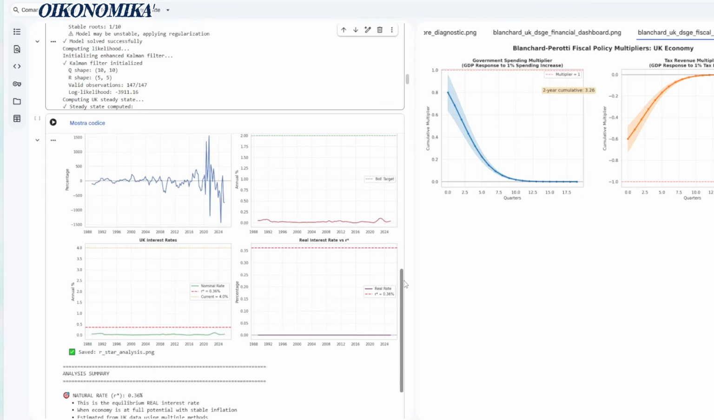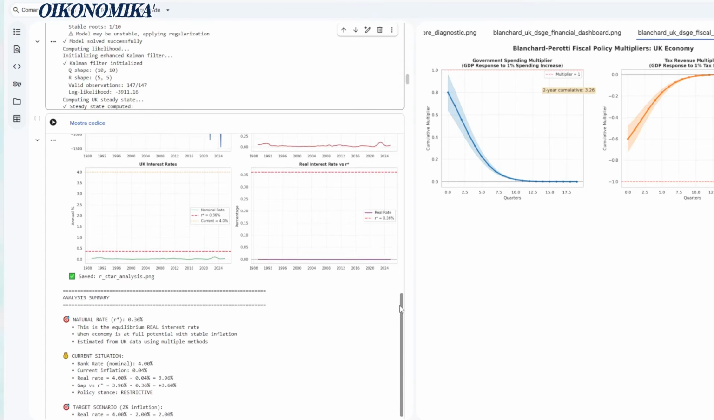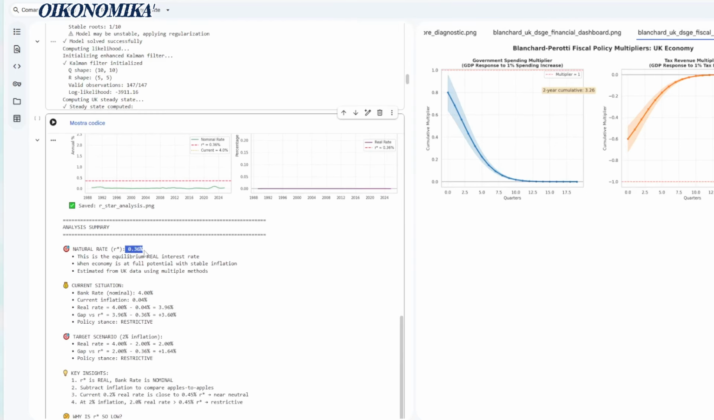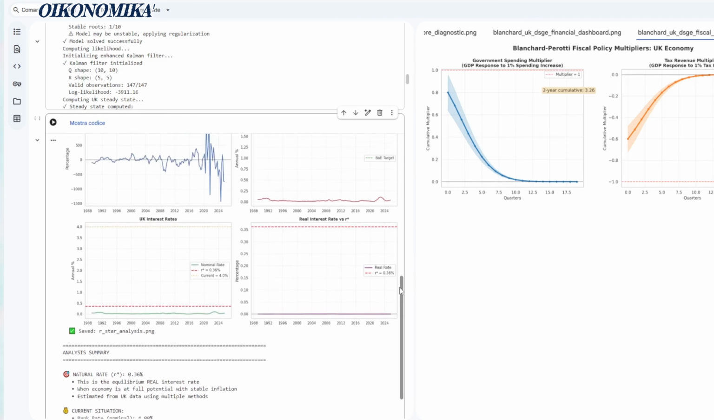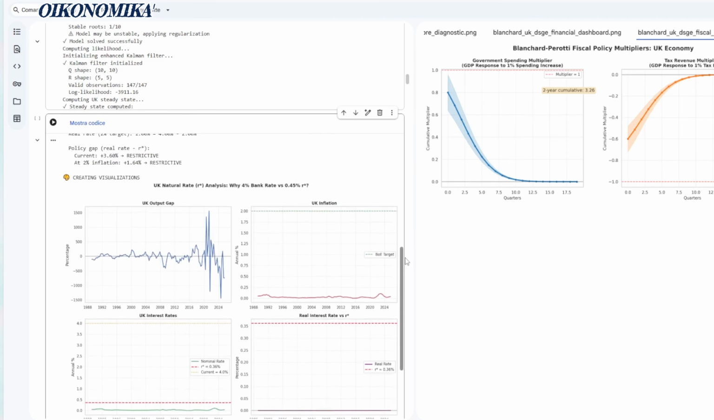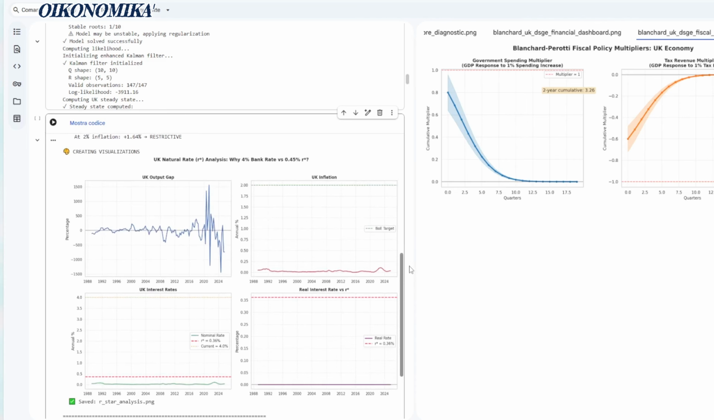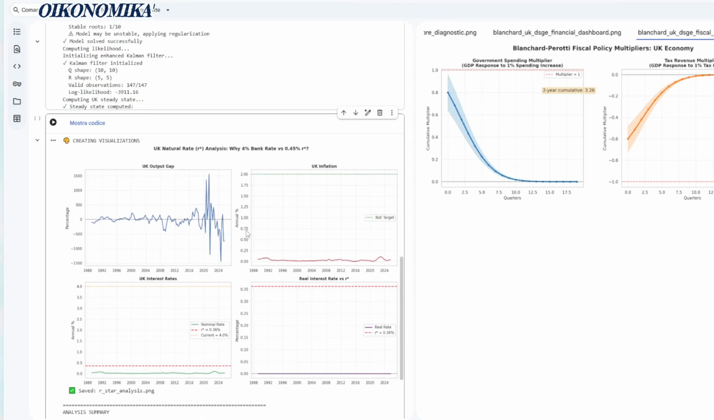So here we have the estimation of the R star, which comes out to be even lower, 0.36%. That's because of the huge pile of debt that Japan, the US, the euro area, we all have on our shoulders. And so the R star goes lower and lower and lower. We see that the output gap has been quite negative.